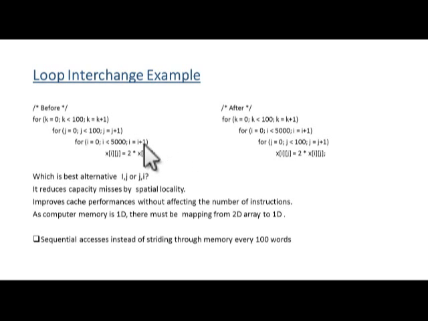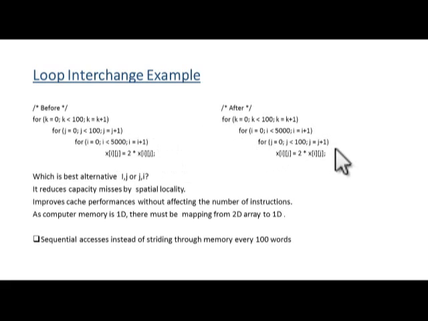So when we change the loop interchange in C programming from this to this, what we get is sequential access instead of striding through the memory after every 100 words. If we do this looping in the C program, we have to hop from one element to the other, striding over the 100 elements in between. While changing this looping to this looping, we get continuous data in the memory.